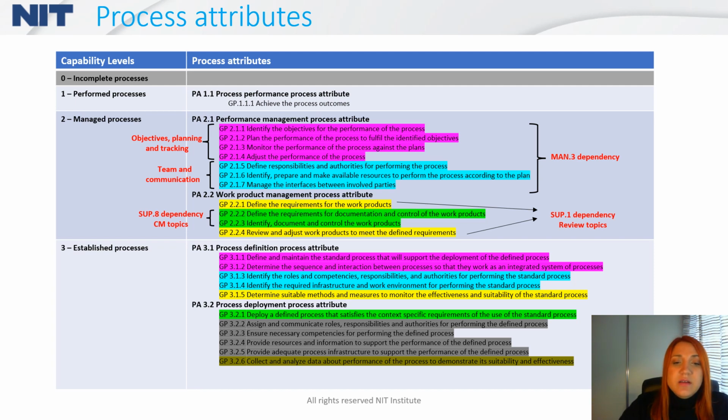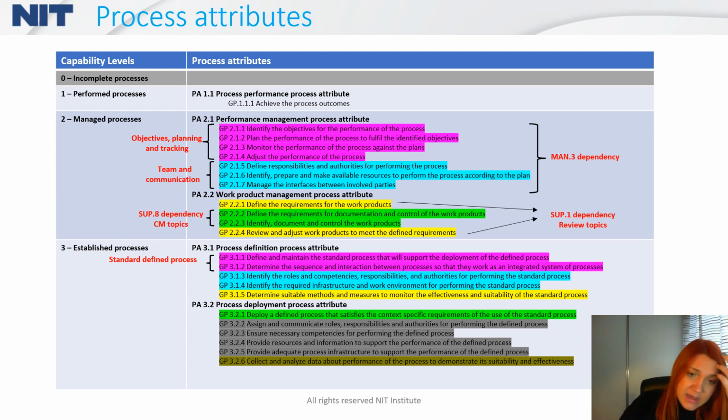The second group is related basically to the configuration management topics, because we have definition of the requirements for documentation and for control of the work products. We need to identify, document, and control all the work products on the basis of the defined requirements. And if you think in the direction that you have the heavily related processes like MAN 3 and SUP 1, SUP 8, in these two process attributes, you will easily understand how level 2 is working.